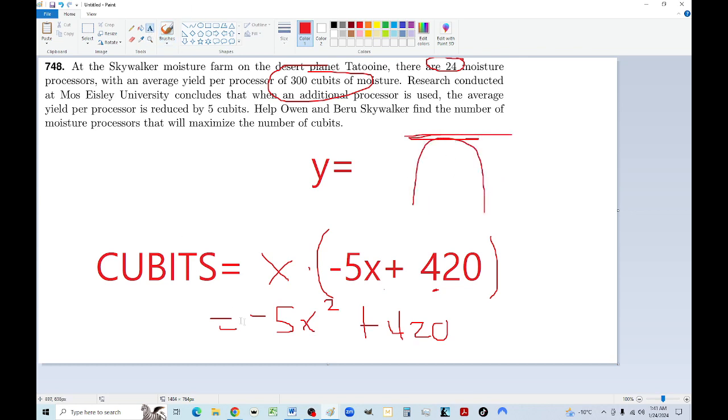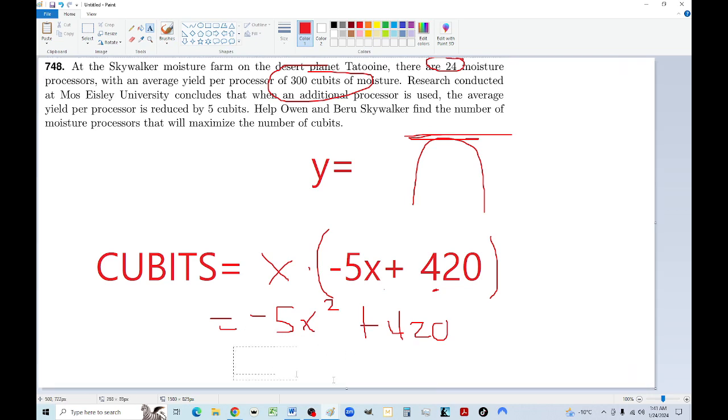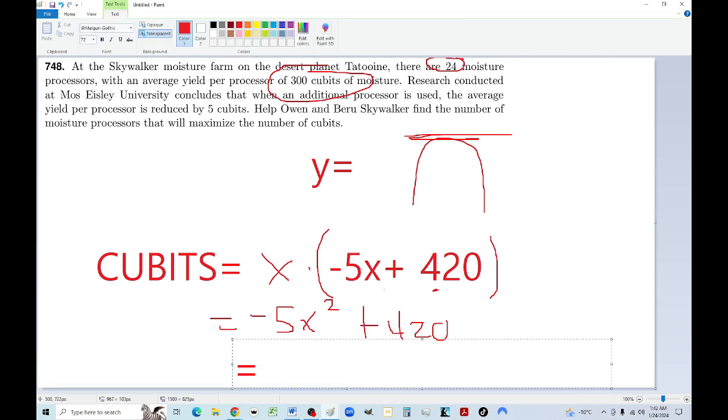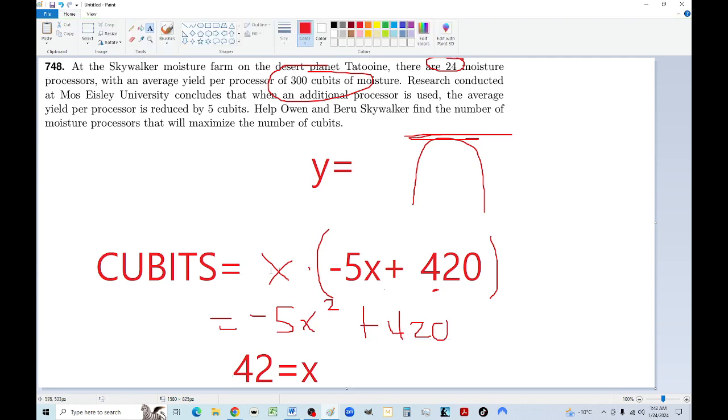So we're going to take the derivative of that. Plus 420x, so it's plus 420. And we're going to set that equal to 0. We're going to subtract 420 from both sides. And we're going to divide by minus 10. That means our maximum yield occurs when x is equal to 42. So that means it takes 42 processors to have a maximum yield.